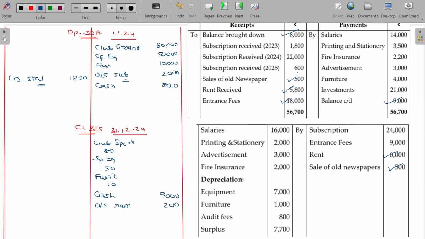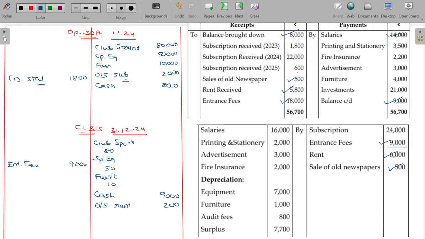Entrance fee is 18,000 rupees, but shown on the income side only 9,000. What does it mean? Capital. Entrance fee could be of two natures. One is revenue receipt, another one is capital receipt. In case of revenue receipt, it will go to the income and expenditure account. The balance we may assume being capital nature will go to the balance sheet. Entrance fee can be added to the general fund or capital fund, or may be kept separately as entrance fee itself on the liability side.